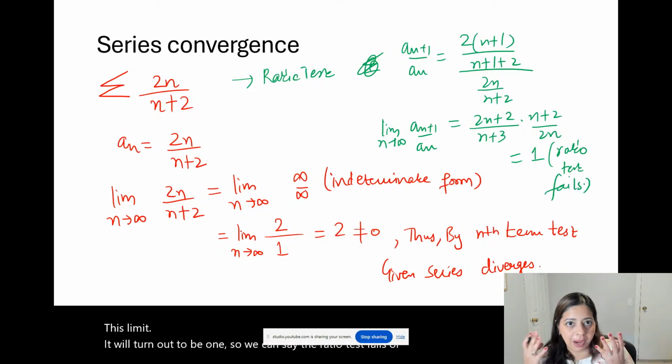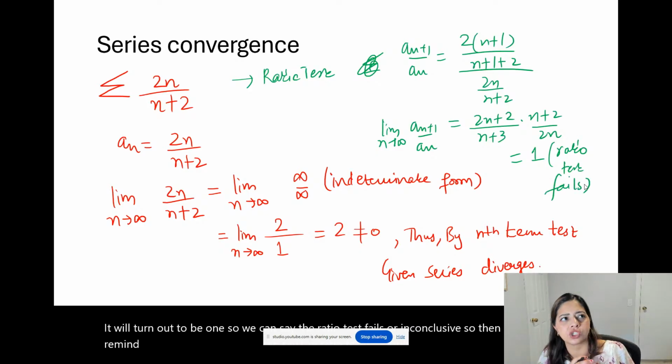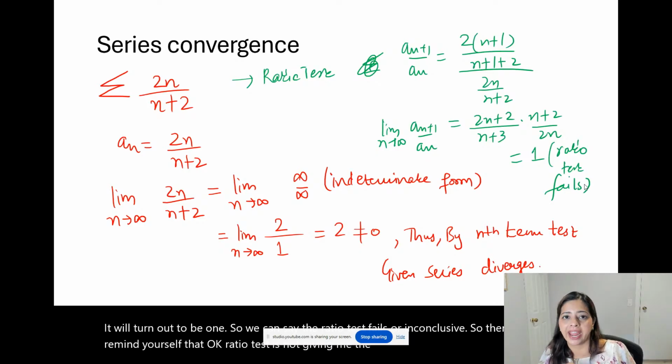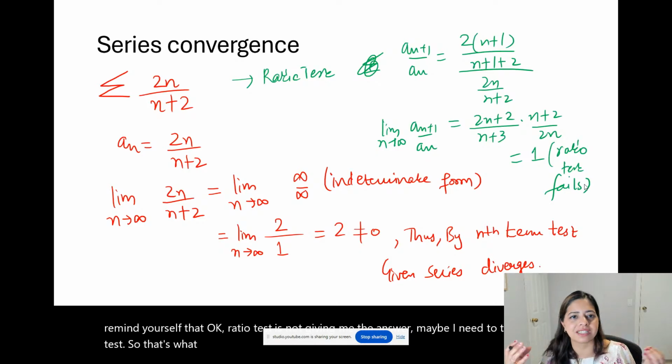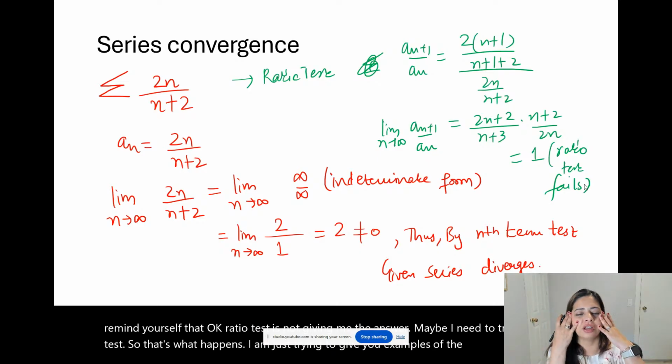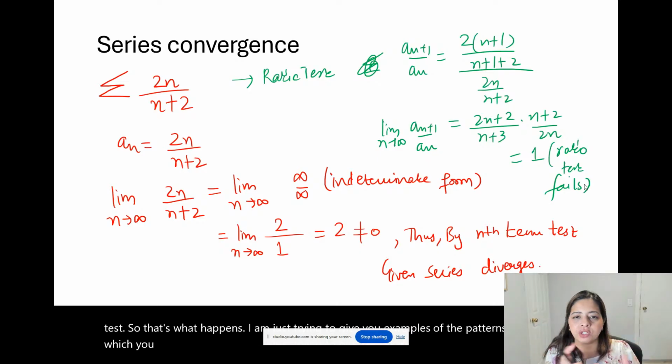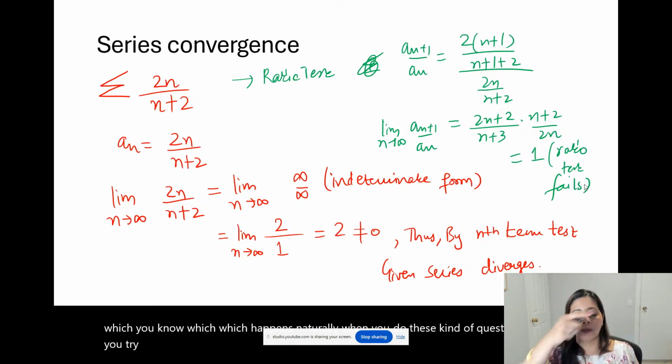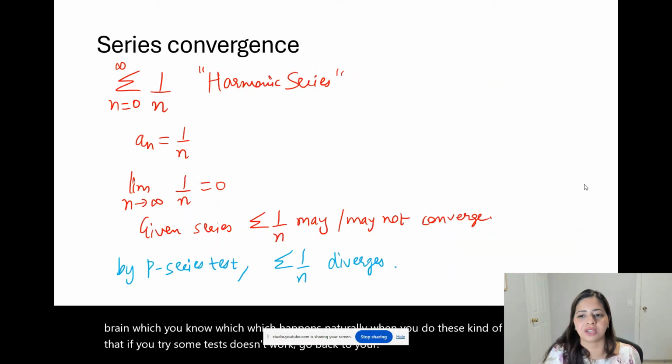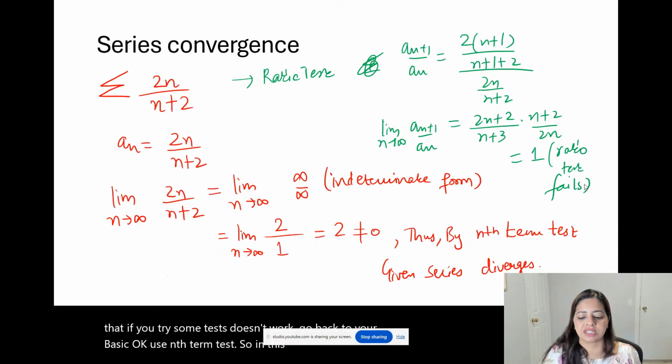Then you will remind yourself that, okay, the ratio test is not giving me the answer, maybe I need to try the nth term test. That's what happens. I'm just trying to give you examples of the patterns of the brain, which happen naturally when you do these kinds of questions: if you try some test and it doesn't work, go back to your basics. Okay, use the nth term test. So in this case, the ratio test didn't work, but the nth term test worked for us.